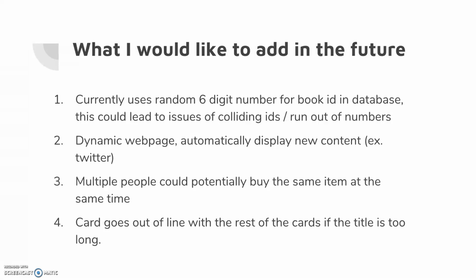An example of this would be like Twitter, where new posts would be updated on the page automatically. That's something I would probably want to work more towards if this app were to be released later on. Another issue is multiple people could potentially buy the same item at the same time, because this isn't that much of a dynamic website at the moment. People could potentially check out at the same time and lead to issues there. And the card styling also tends to go out of line when the title is too long.